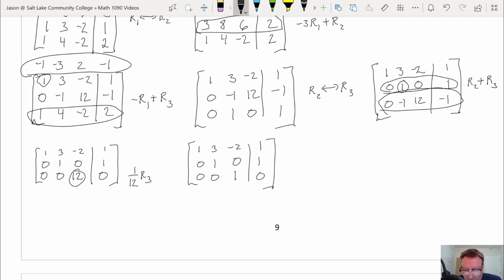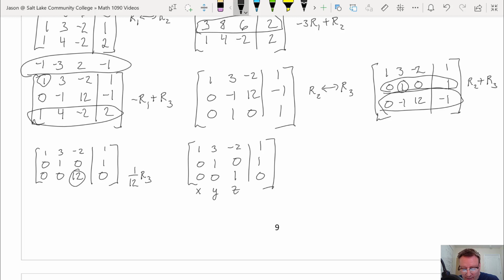Notice I already know, if you look at the last two rows, this is the x column, y column, z column. So this last row here corresponds to 0x plus 0y plus 1z equals 0. So z equals 0. I already know what z is now. Now the middle row corresponds to 0x plus 1y plus 0z equals 1. So y equals 1. I already know the values of two of the variables. But I'm not done yet here. I still actually have two row operations to do.